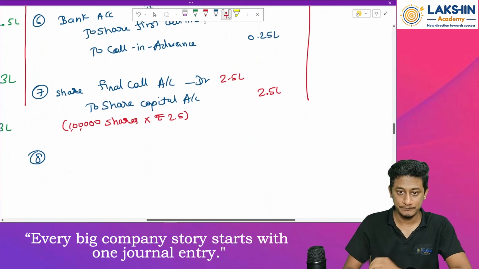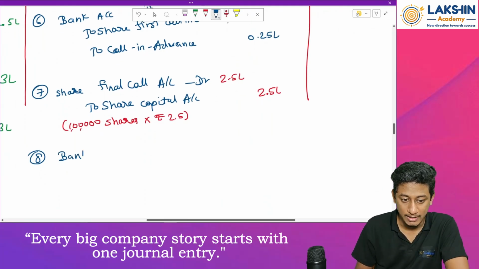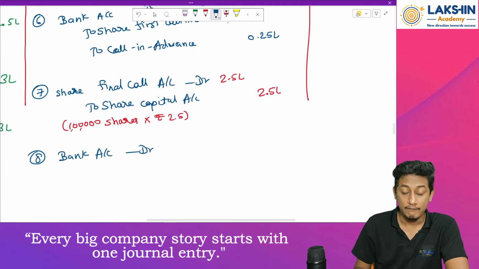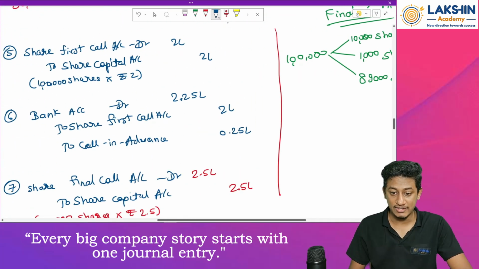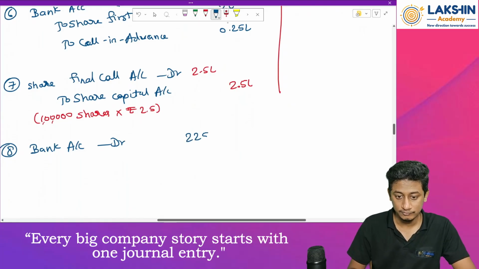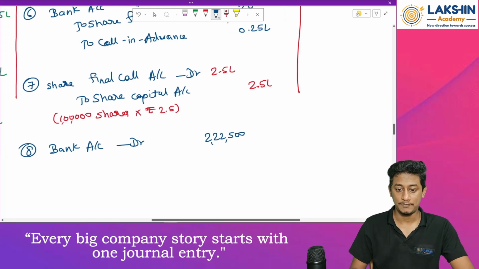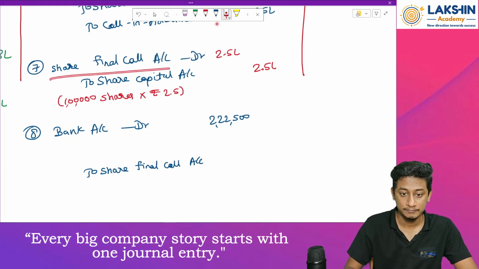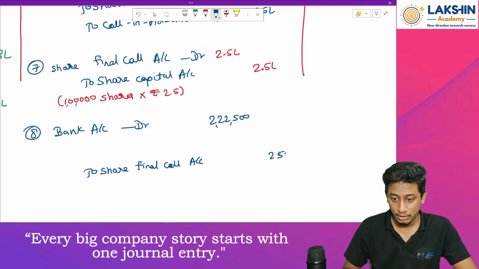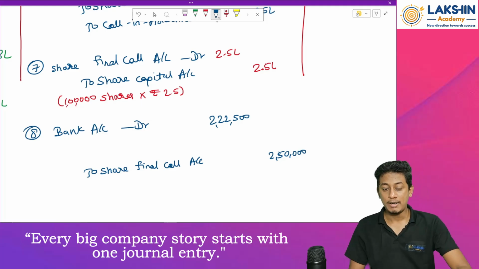Let's see how to pass. So first of all, bank account will be debited. That we know. With how much? Rupees 2,22,500. Okay. Now to share final call account. How much is to be cleared off from final call? Rupees 2.5 lakhs, right? So rupees 2,50,000. But is it tallying over here?